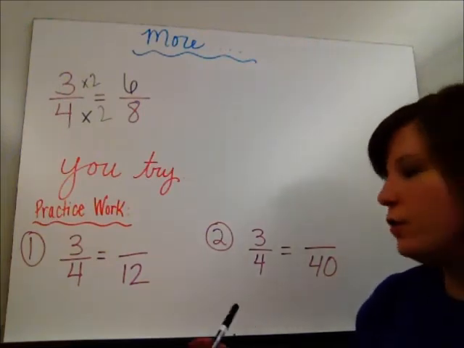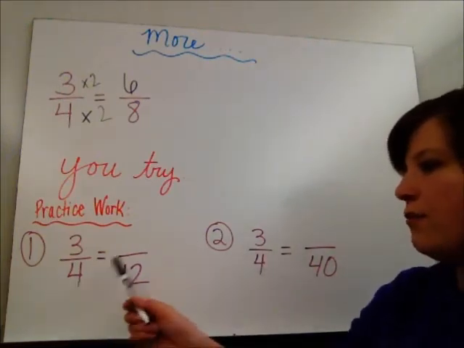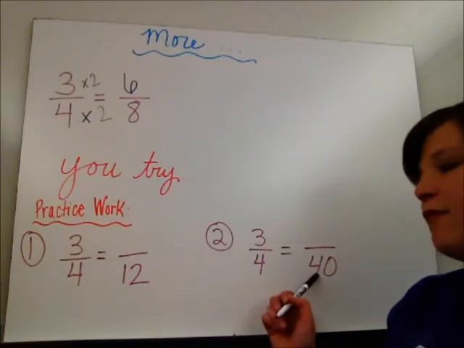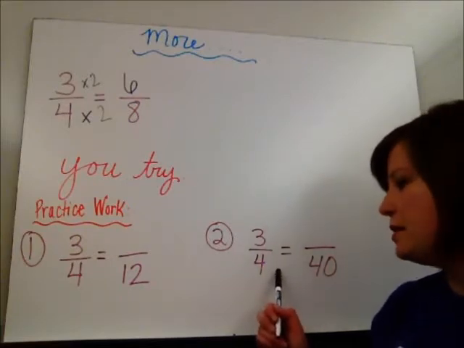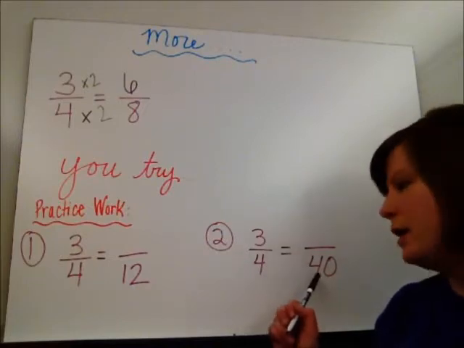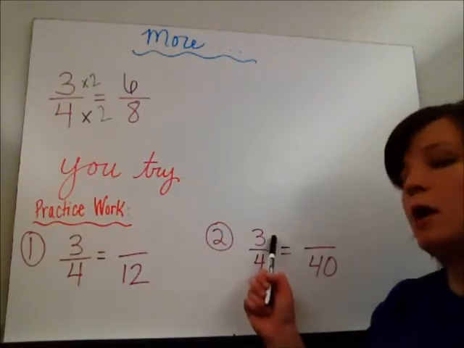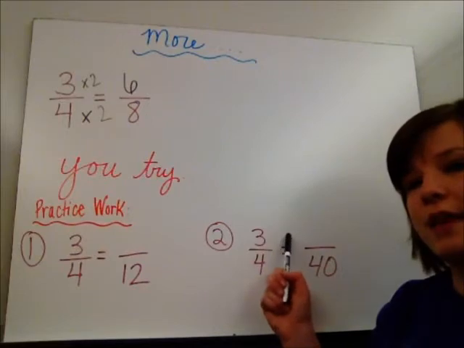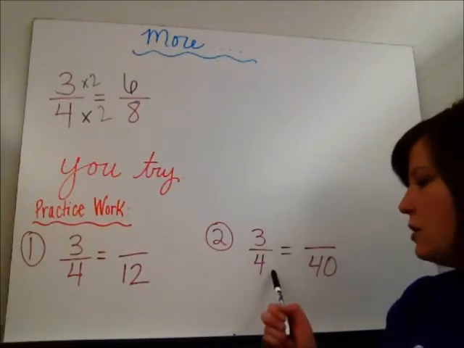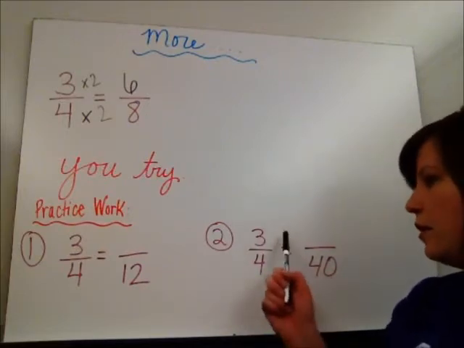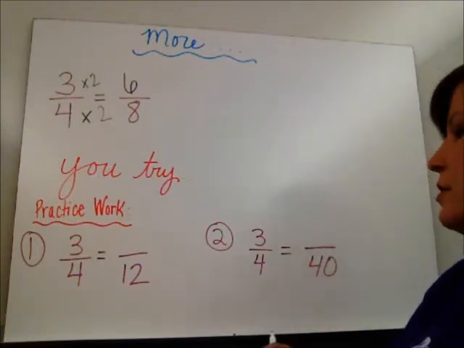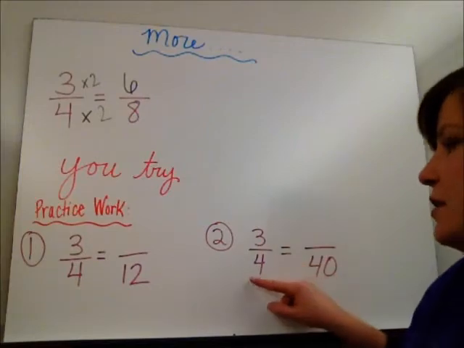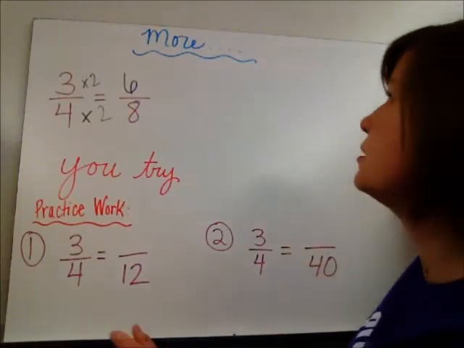Now number 2 is also 3/4, but instead we have a big denominator of 40. But again, you just want to see 4 times what equals 40, and then multiply the numerator by that same number. 4 times what equals 40, then do the same on the top to get this numerator over here to see how many 40ths is the same as 3/4.